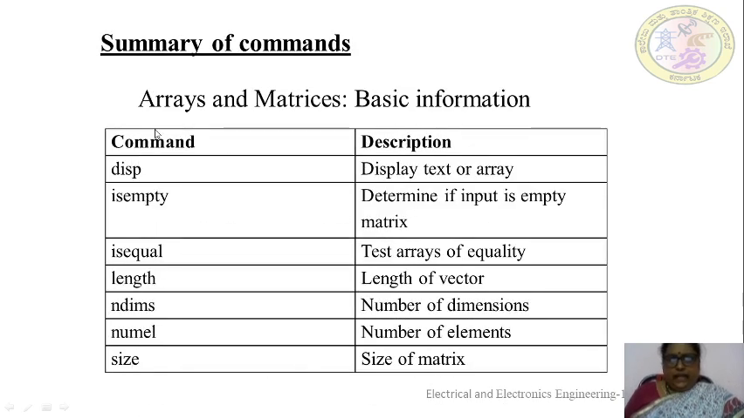The next is the array and matrices basic information. Disp will display the text or an array. Isempty gives the empty matrix check. Isequal tests the arrays for equality. Length gives the length of the vector. Size gives the size of the matrix. Numel gives the number of the elements. Then ndims gives the number of the dimensions. You have already used some of them.